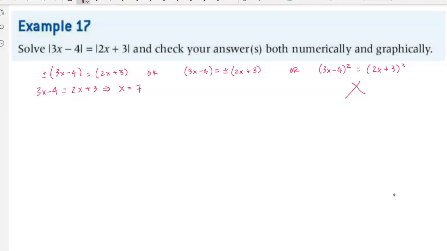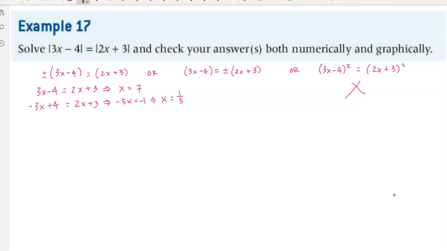Sorry, I shouldn't say 7 that harshly. Now the other case: negative 3x plus 4 equals 2x plus 3. I distributed that negative through. And so that's going to be negative 5x equals, what is that? Negative 1. That implies that x equals 1 over 5.